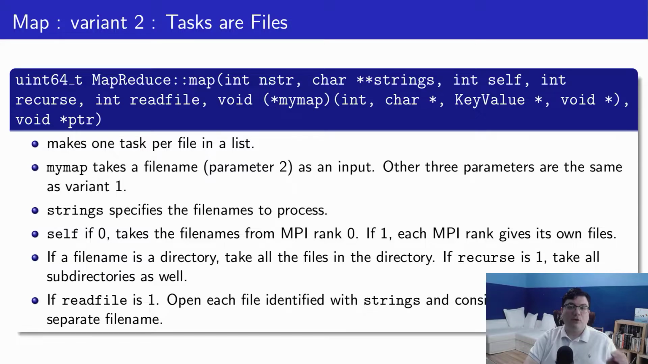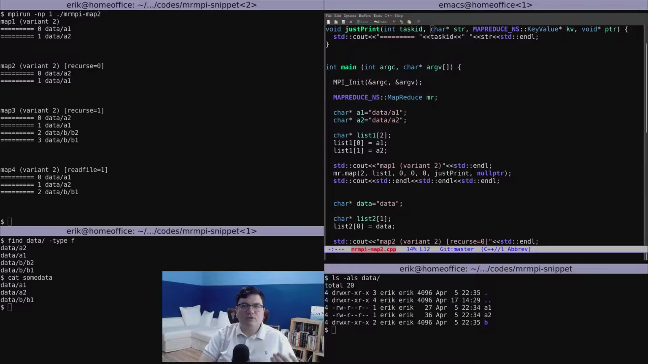The other parameters of the map function specify which files are being passed to the map tasks. In the most basic usage, the first parameter indicates how many files are being passed, and the second parameter indicates the file names of these files. All the other parameters are set to 0. Let's look at some examples to see more precisely what this function does.